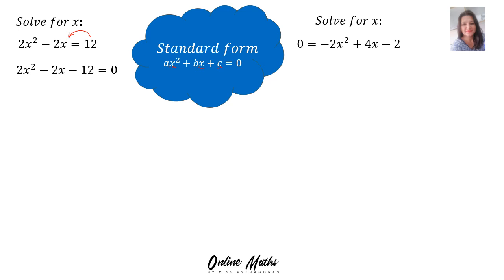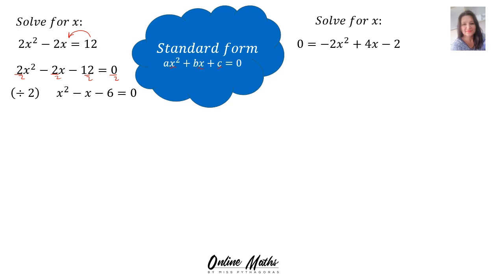That is correct. Then we want to factorize, but before we factorize, we must always check if we can make our equation a little bit easier. In this case, we can divide right through by 2. So when you divide every term by 2, it becomes x squared minus x minus 6. And then it's much easier to factorize that equation.